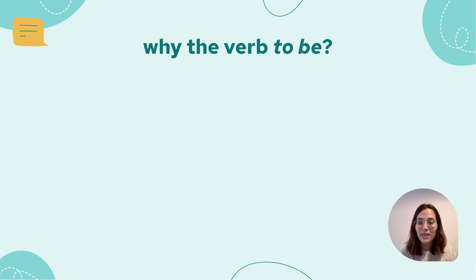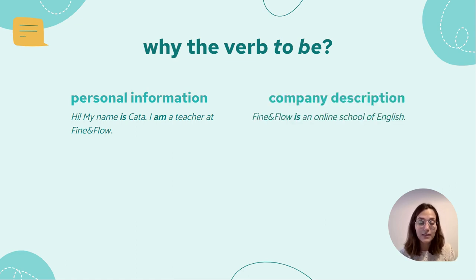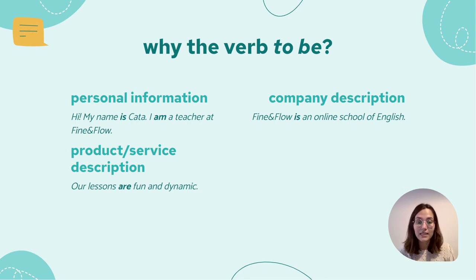Why the verb to be? Well, it helps us provide personal information, as in, hi, my name is Cata, I am a teacher at Fine and Flow. And speaking of Fine and Flow, I can use this verb to describe it. Fine and Flow is an online school of English. I can go ahead and describe our products and services.